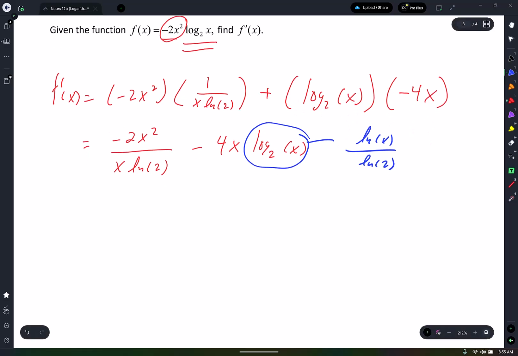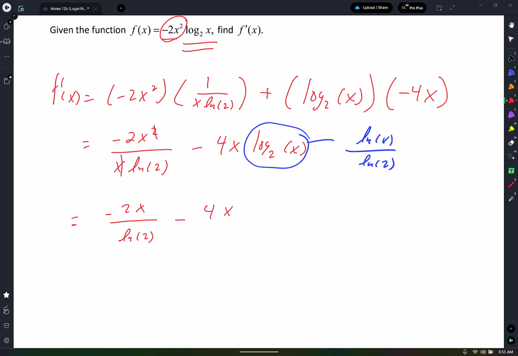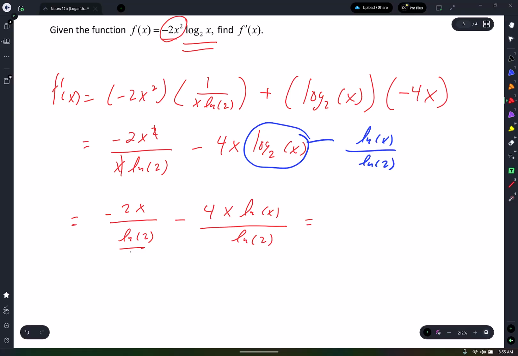So do you guys want me to continue, like to simplify it? Yeah. All right, so one of these x's cancel out. Negative 2x over ln of 2 minus 4x ln of x over ln of 2. I got lucky here. See how they're both ln of 2 in the denominators? I can just combine them.